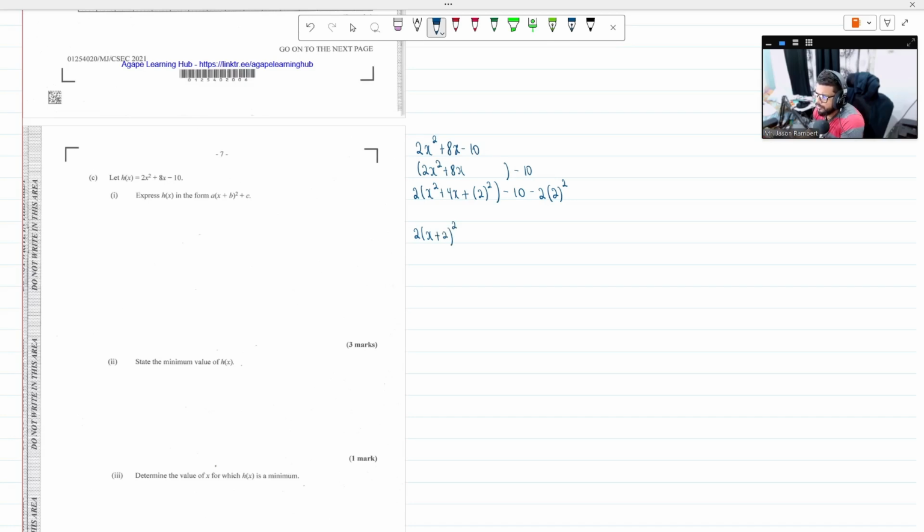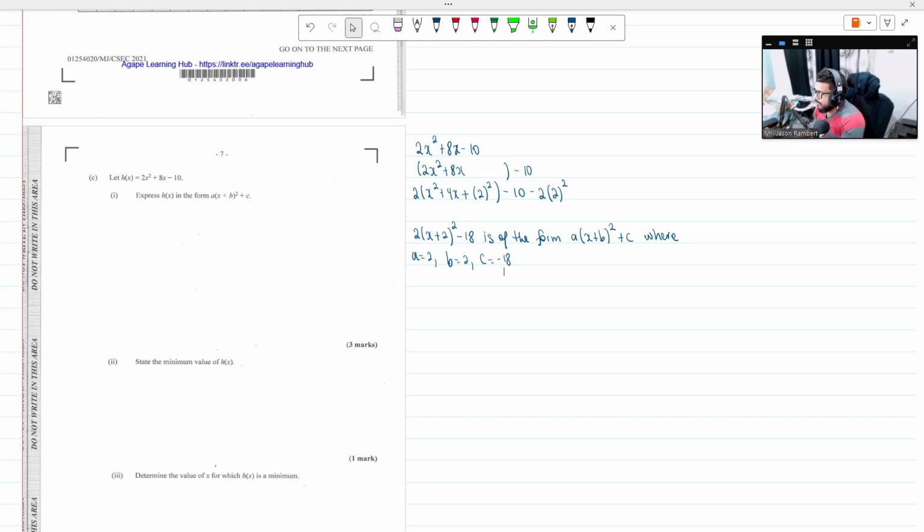2 times 4 is 8. So there is minus 10 minus 8, which is minus 18. It is of the form a into x plus b squared plus c, where a is 2, b is 2, and c is minus 18.